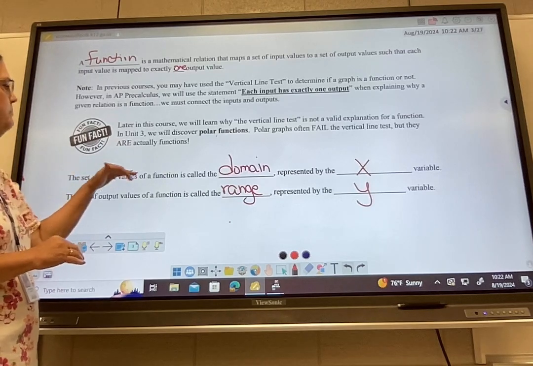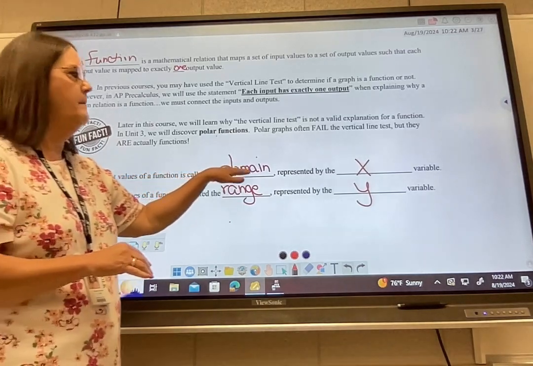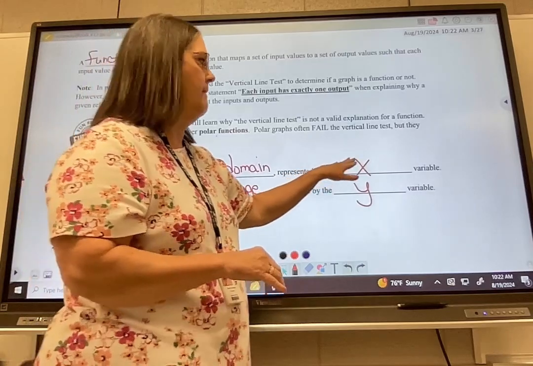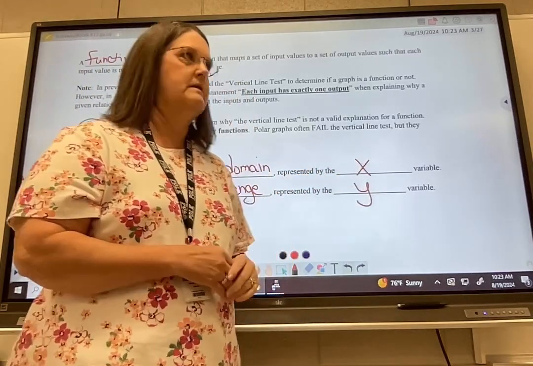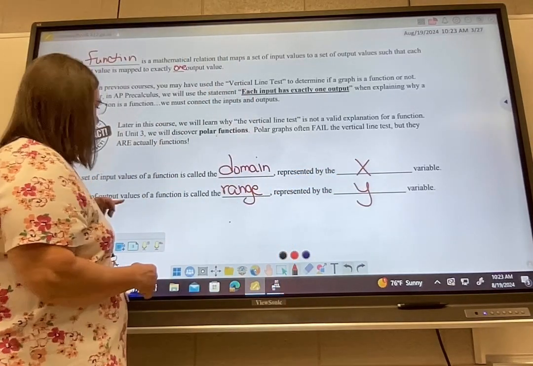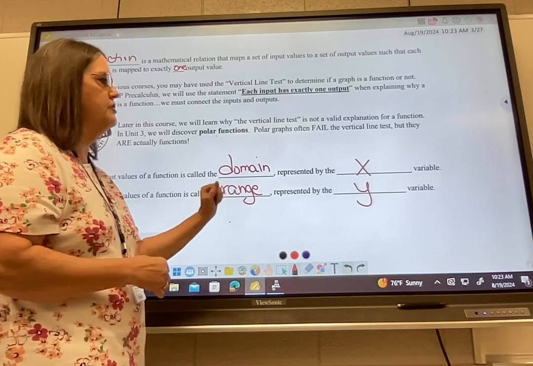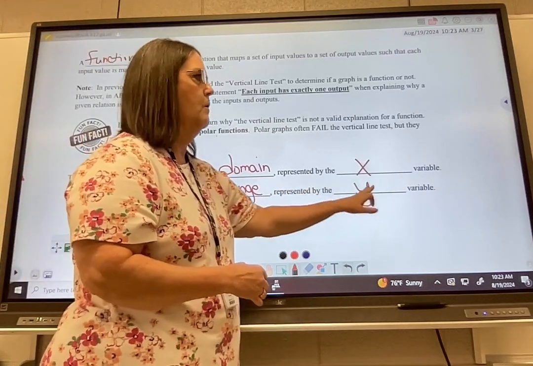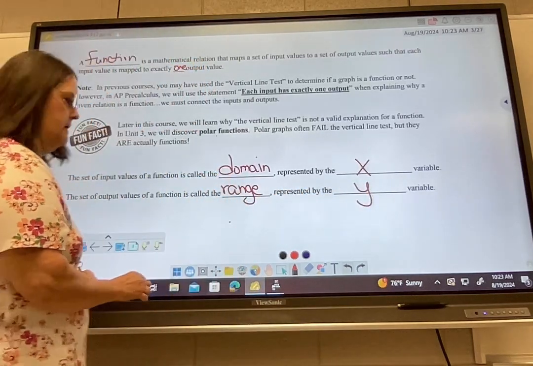The set of input values of a function is called the domain, and it is represented by the X variable or the independent variable. The set of output values is called the range, and it is represented by the Y variable or the dependent variable.